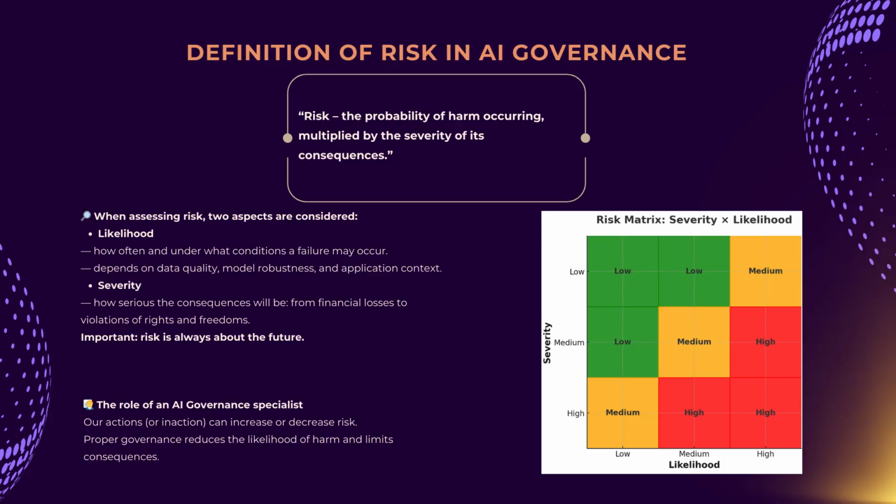Risk is always about the future, about what might happen, and what might not. In the example with the autopilot, it is the possibility that the autopilot will incorrectly recognize an obstacle and cause damage to a person or property. And our actions or inaction as AI governance specialists can directly influence this.